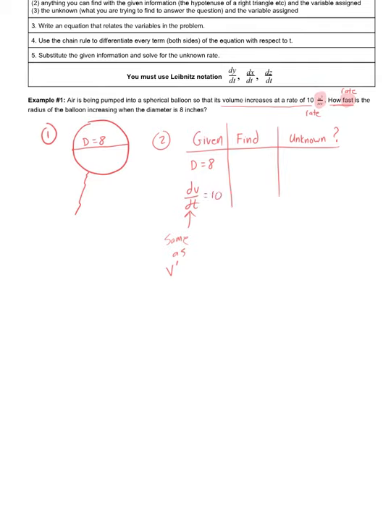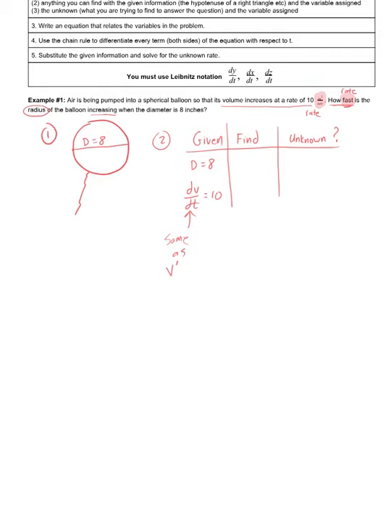Now let's try to figure out what our question is asking us for. How fast is the radius of the balloon increasing? Again, those are key words that it's asking us for a derivative. The first key word, of course, is how fast, and then increasing. It's not asking us for the length of the radius. It's asking us how fast the radius is changing, the rate of change of the radius.